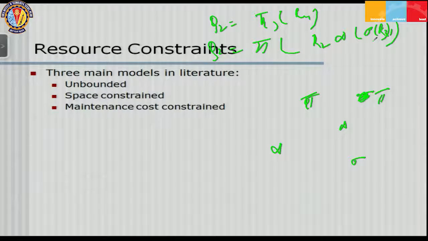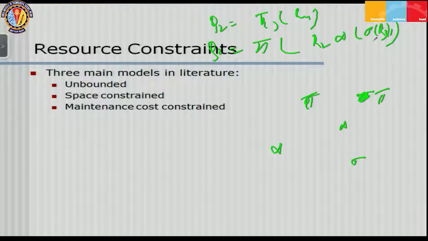I'm just trying to give you the framework for view selection. So there are cost models, then there are candidate view selection methods, and now we bring into the picture the resource constraints that we need to put. There are three main models in the literature. One is unbounded, the second is space constraint, and the third is maintenance cost, that is the view maintenance cost constraint.